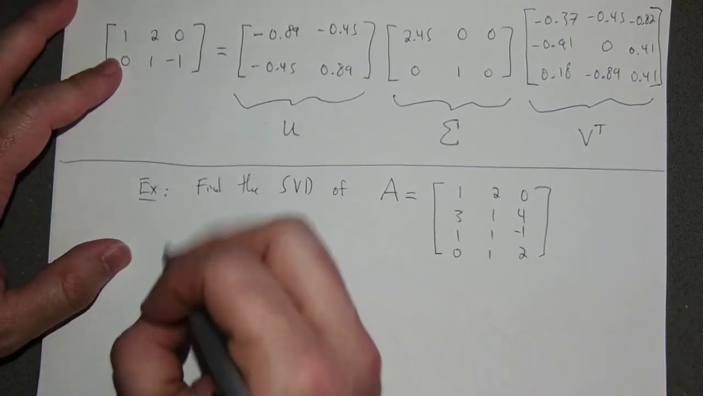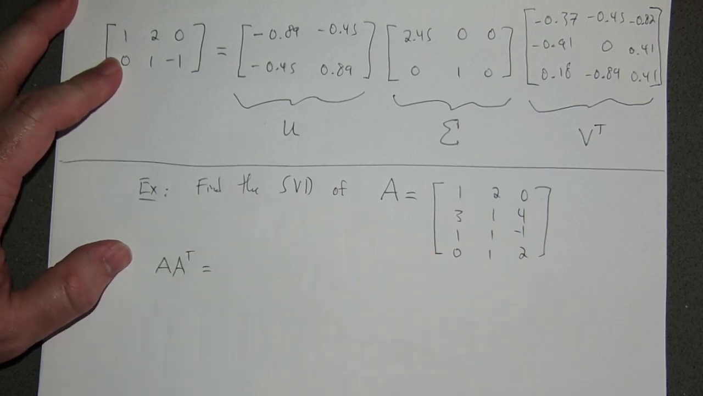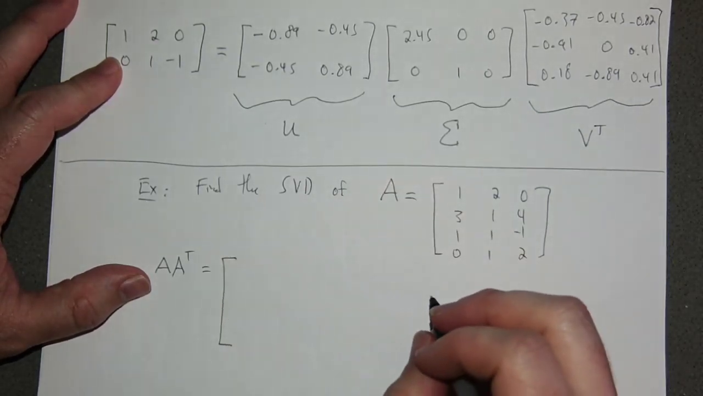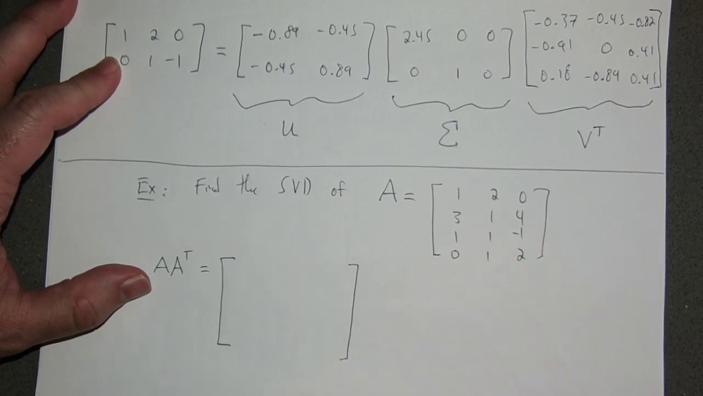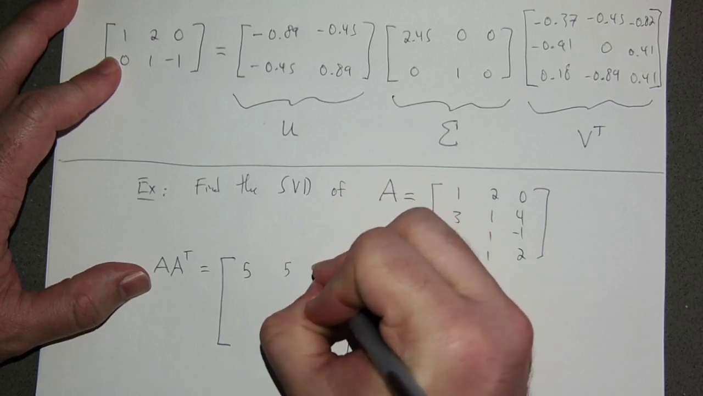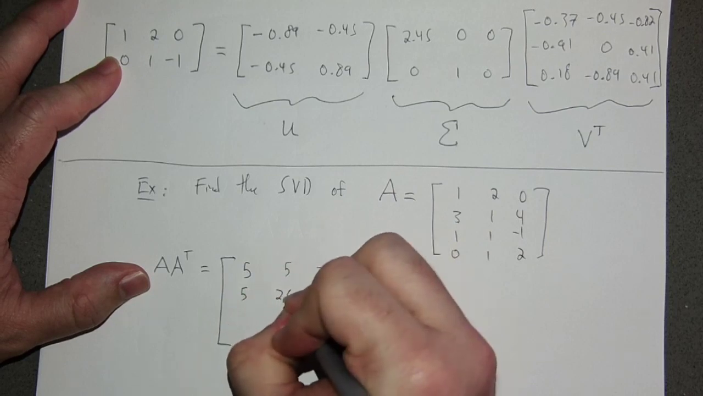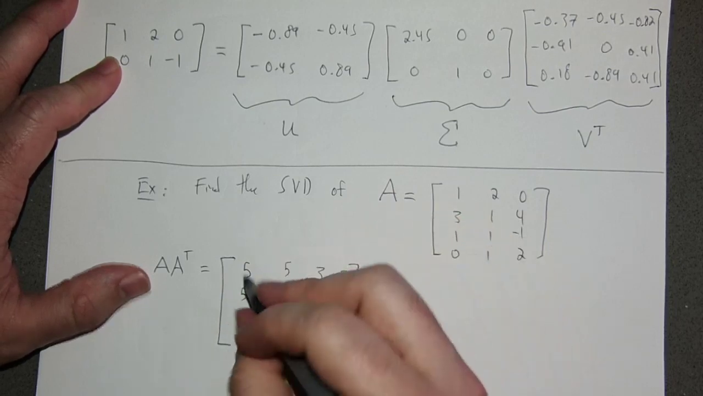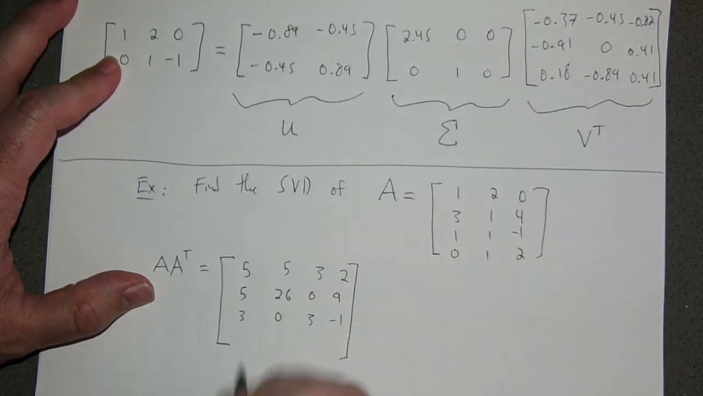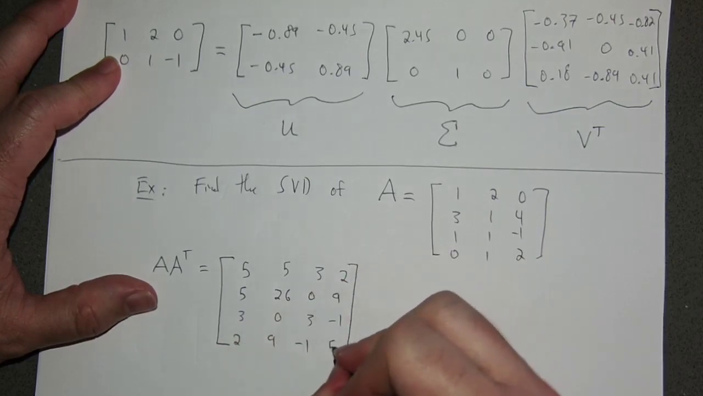So first, I look at AA transpose. If I actually write this out, AA transpose is a 4x4 matrix. So this is 5 5 3 2 5 26 0 9 3 0 3 minus 1 and 2 9 minus 1 5.